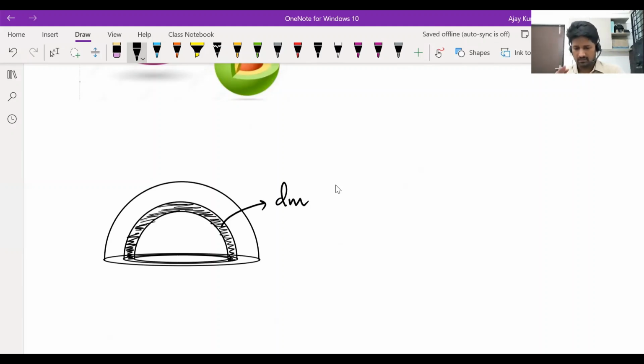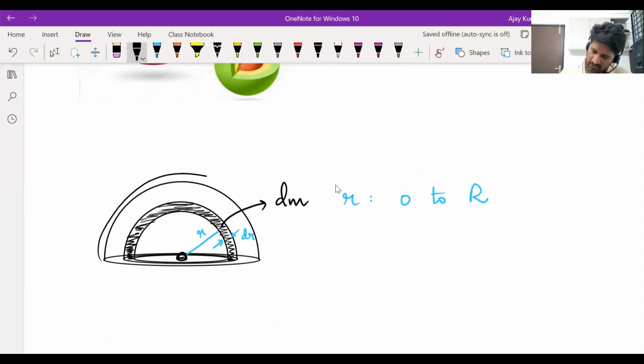Okay. Now, for this bowl, the radius can be assumed to be small r. And you can take the thickness as dr. And if you consider all the bowls, r varies from 0 to capital R. Because for the first smallest bowl, the radius will be tending to 0. And for the last bowl, the radius is the radius of the given solid hemisphere itself. So the range of small r will be from 0 to capital R. Let it be.